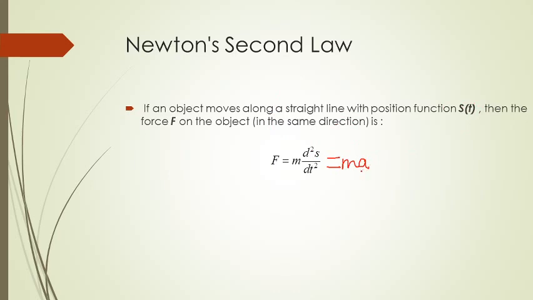And what is my a if we know the position? So a is the acceleration. Acceleration is the second derivative of the position function with respect to t. Right here, this s still means the position function. And we understand the unit for the force, right? The unit for the force, we will call it Newton, right?